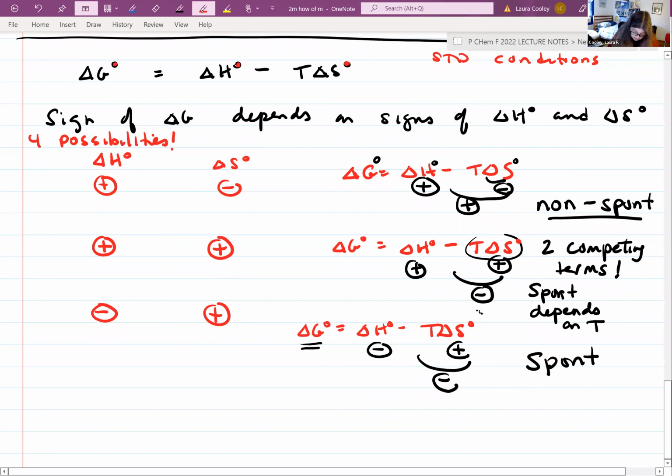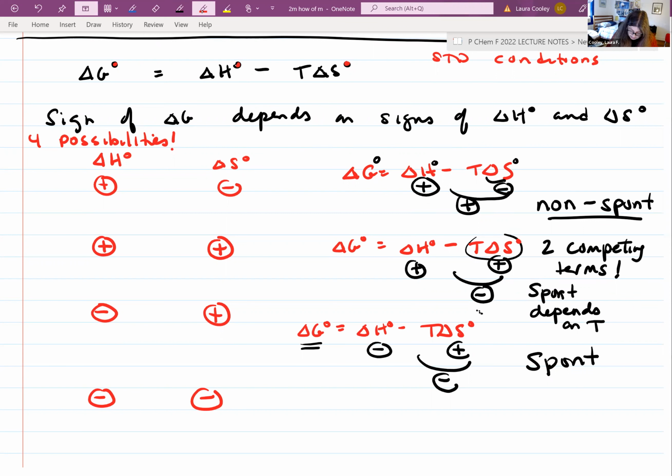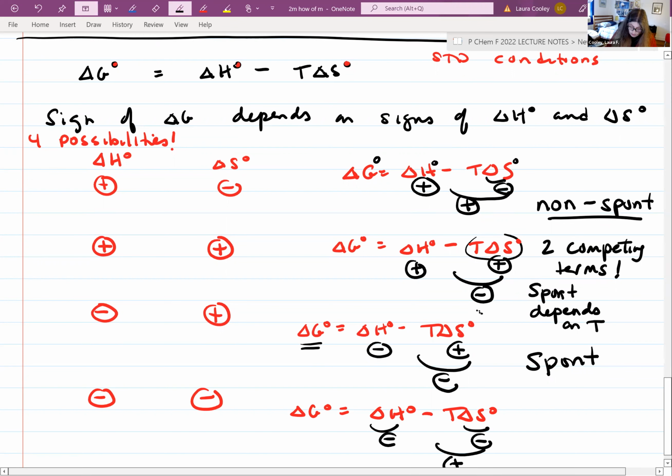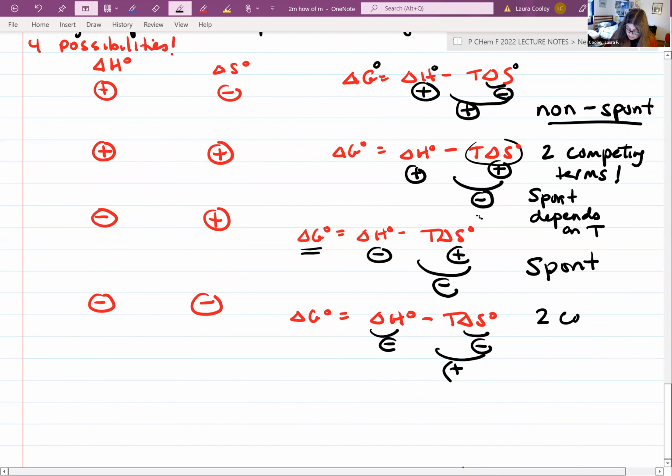And finally, if we have both negative, okay, then we'll have delta G is delta H minus T delta S. We have negative, negative. This will be positive. Again, we have two competing terms. And it depends on whether the magnitude of the T delta S or the delta H is greater. So the spontaneity depends on temperature.